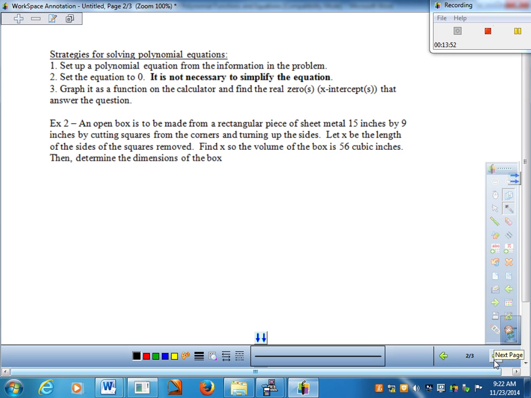So number one, first and foremost, you have to set up a polynomial equation from the information in the problem. Easier said than done, of course. We'll just take it piece by piece. Number two is the big thing, in my opinion. So put a little asterisk, if you would, next to that.